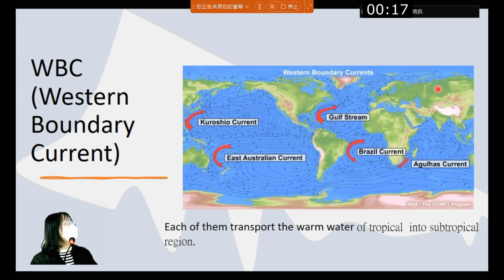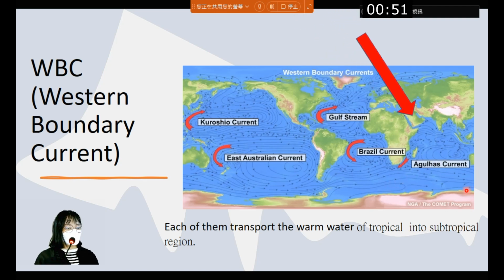First, I will introduce the WBC. The WBC is the abbreviation for Western Boundary Current, and it has five basin currents: the Kuroshio Current, East Australian Current, Gulf Stream, Brazil Current, and Agulhas Current. Each of them transports warm water from the tropical area into the subtropical region. And the Agulhas Current is here.